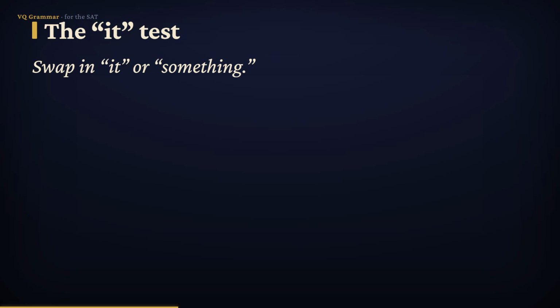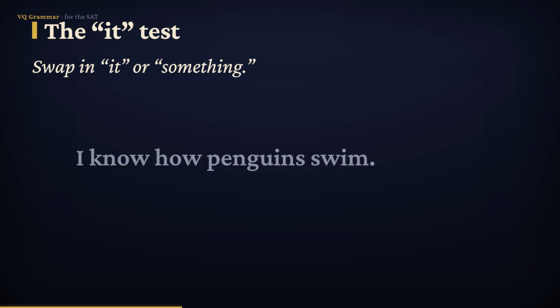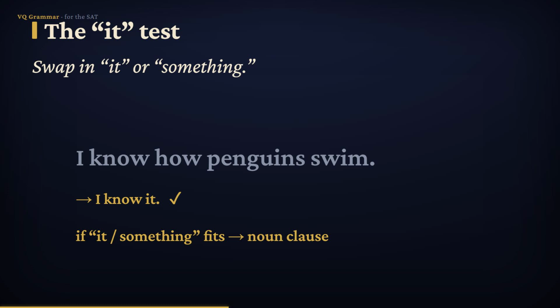Here's a clean test for a noun clause. Try replacing the whole clause with it or something. I know how penguins swim. Replace the clause: I know it. That works, so how penguins swim is a noun clause. It's standing in for a noun. Compare this with adjective and adverb clauses, which modify another word. A noun clause doesn't modify anything. It is a part of the sentence, a subject or object. So if it or something can take its place, you've got a noun clause.